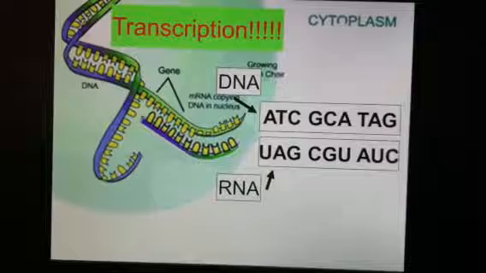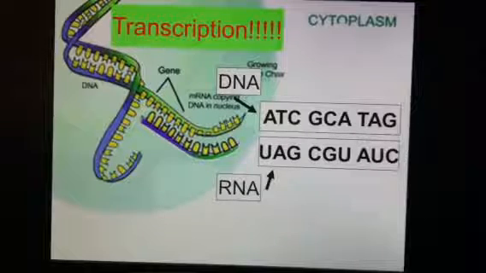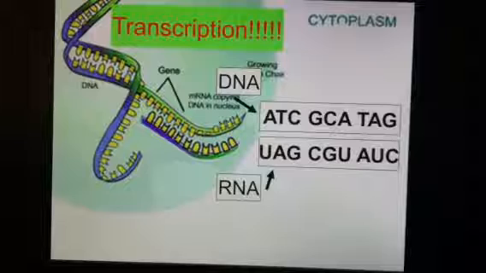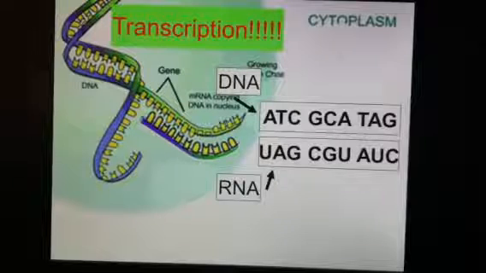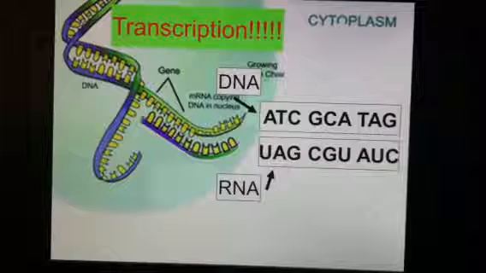Now you'll notice that RNA does not have any thymines. Anytime you think there should be a T, because that's how it is in DNA, you're going to put a U instead, because RNA does not have thymine, it has uracil. It's a different kind of pyrimidine. And so, yeah, that's transcription.